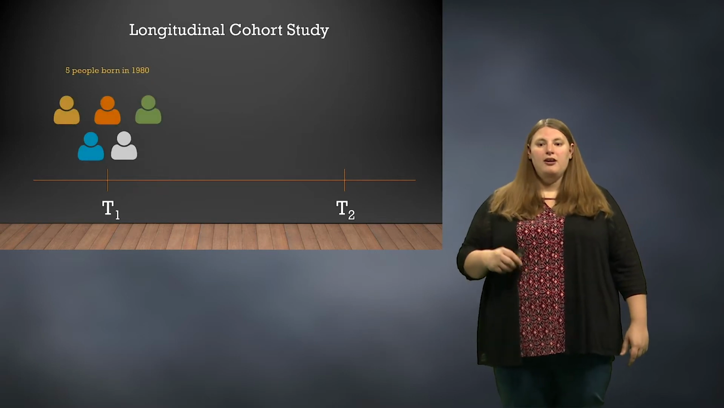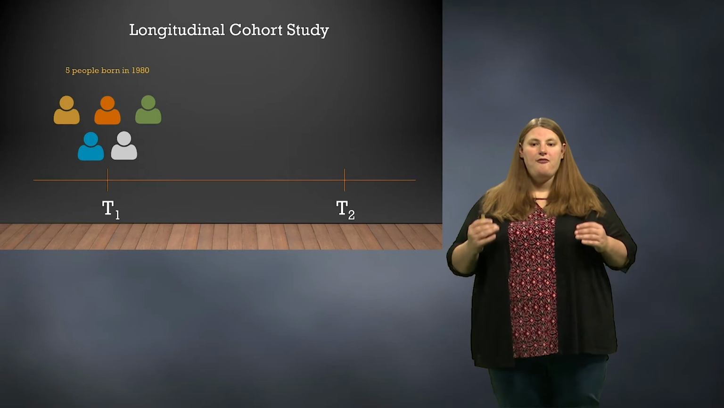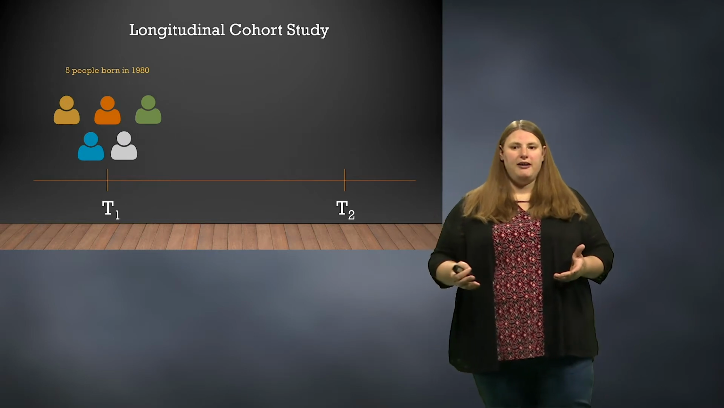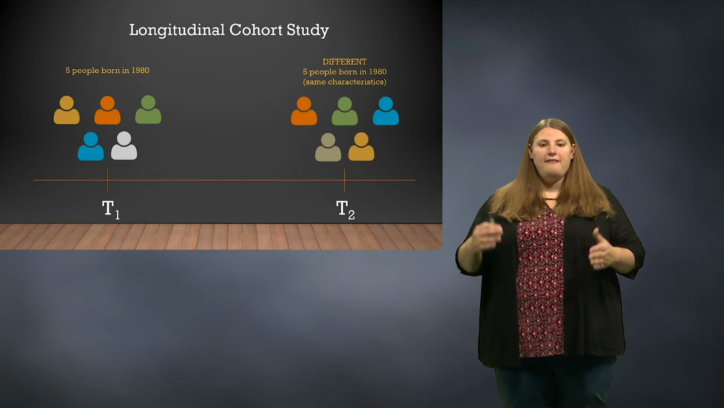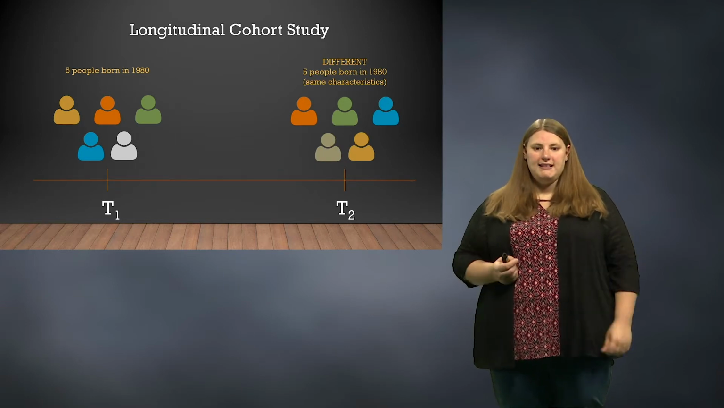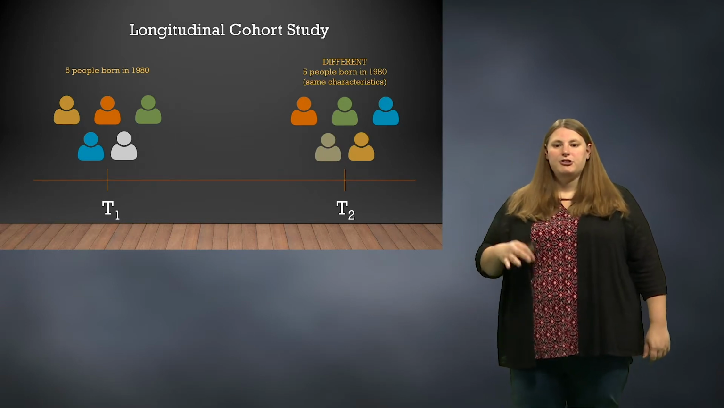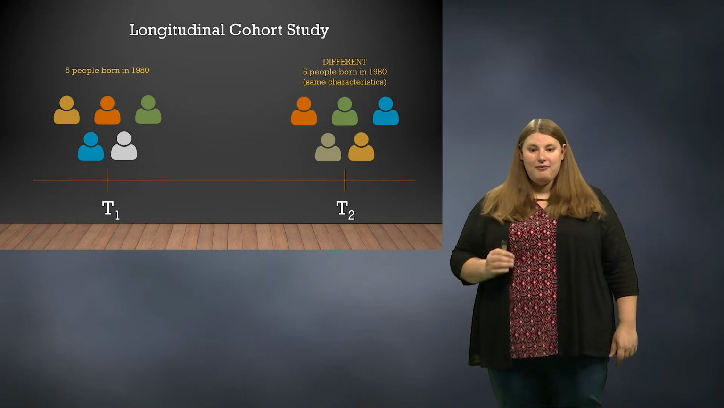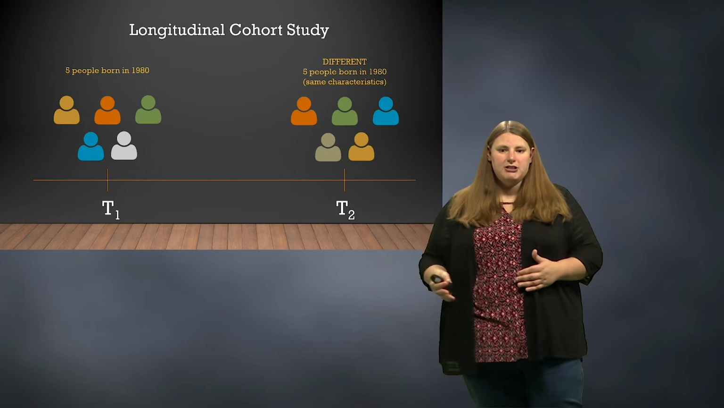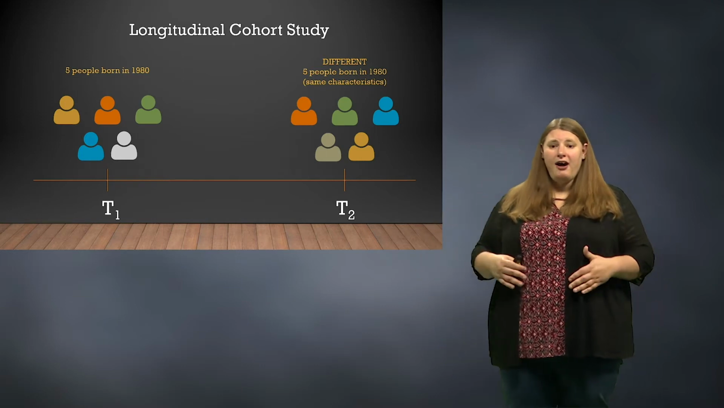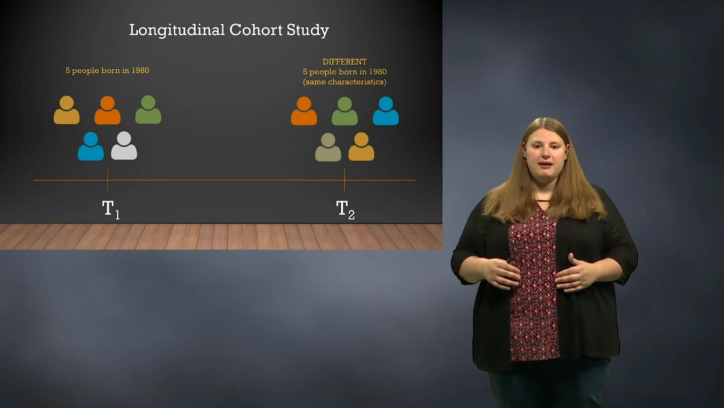At time 1, the researcher will gather data from 5 people that were born in a specific year, say 1980. At time 2, the researcher will find 5 more people born in 1980. Because the researcher doesn't have to find the exact same 5 that they interviewed originally, attrition is much lower. But now the temporal ordering is more suspect.